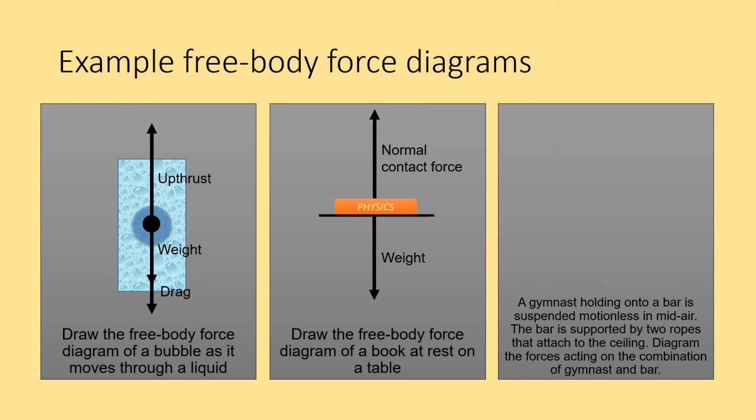And then we can think of more complex theories as well. You can have a gymnast holding onto a bar. That bar is suspended in mid-air, and that's supported by 2 ropes attached to the ceiling. So this means now that you can have a free body object representing the gymnast. You have the weight of the gymnast pushing down, and you have the force of the tension of both ropes pulling it back up again.